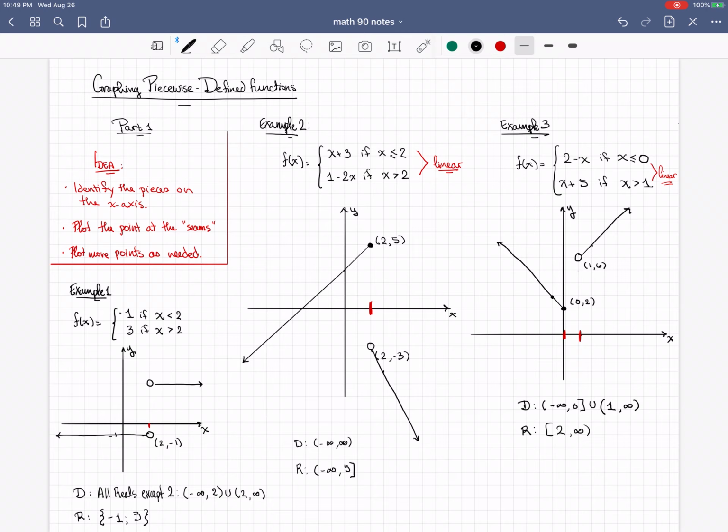So I hope that this gave you an overview of how graphing piecewise defined functions works. And in our final lesson for the week, I'm just going to pull 1 or 2 problems from homework having to do with graphing piecewise defined functions so that we get a chance to do one more example. And then we'll be done for the week.